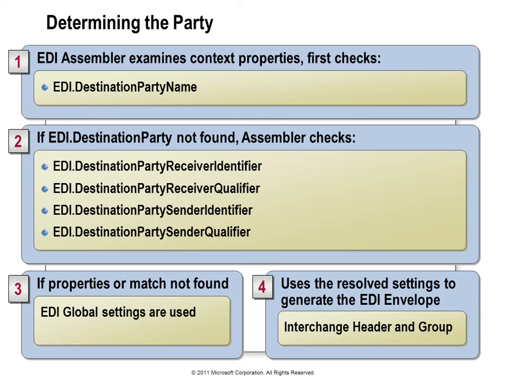Now, if none of those properties are found, it'll fall back to the global settings that are available and try and use those. And then, regardless of which of those three ways it finds the settings, it'll use that information to generate the EDI envelope, including the header and group information. So the job of the assembler is to use one of these different mechanisms to find the configuration that, along with the schema, will tell it how to create the appropriate EDI message to be sent down to the adapter.